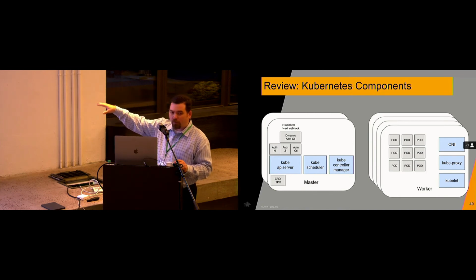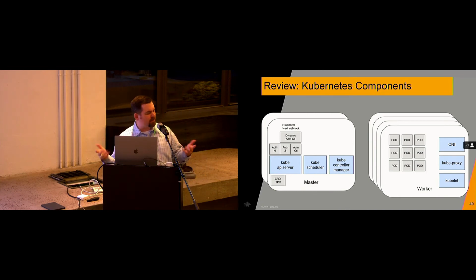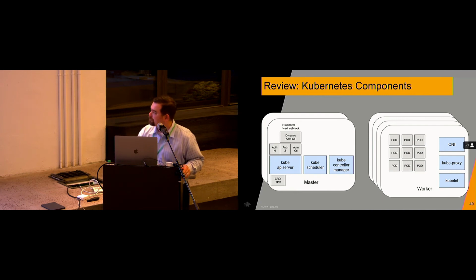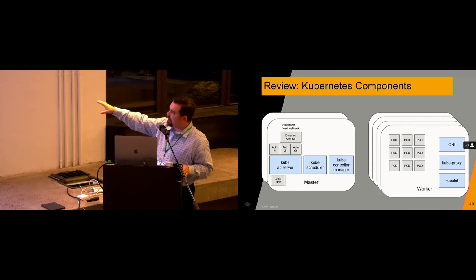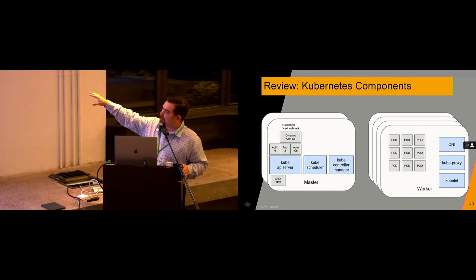Over on the worker, we have pods. I've already talked a little bit about what a pod is, but that's our form of a workload. In Kubernetes land, that can be one or more containers, but everything in a pod is sharing the same network namespace. And so we refer back to the definition I gave of a workload earlier. And then finally, I already mentioned CNI. We've got kubeproxy and kubelet.